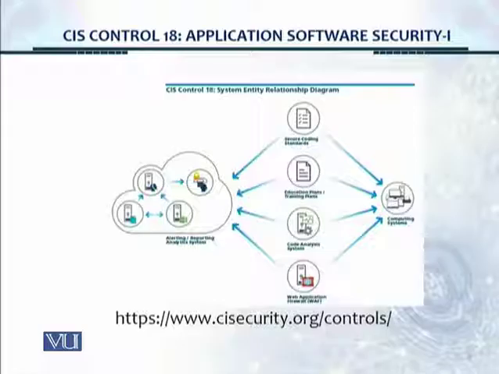And this is a system entity relationship diagram. We have secure coding standards, we have education plans and training plans, we have code analysis systems, we have web application firewalls, all applied on the computing systems.